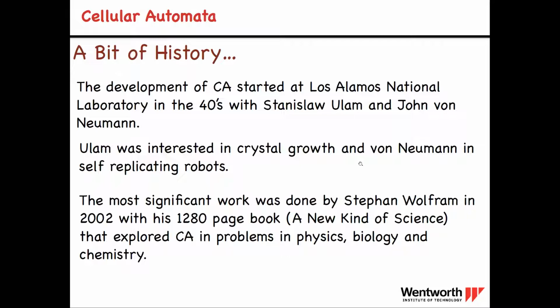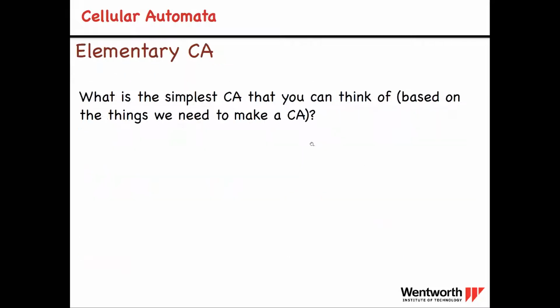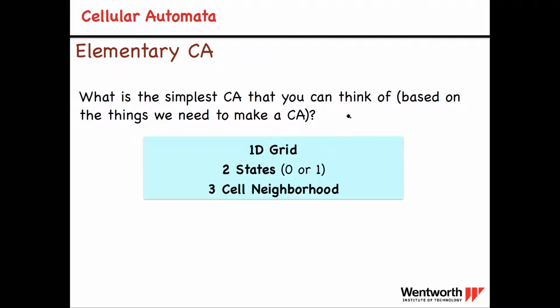All right, so let's talk about the 1D version. The simplest CA that we can think of, the simplest thing that is interesting as far as a CA goes, would be on a 1D grid with 2 states, because if we only had 1 state, then that's not very interesting. So 2 states, 0 or 1 in our case. And that makes a 3-cell neighborhood.